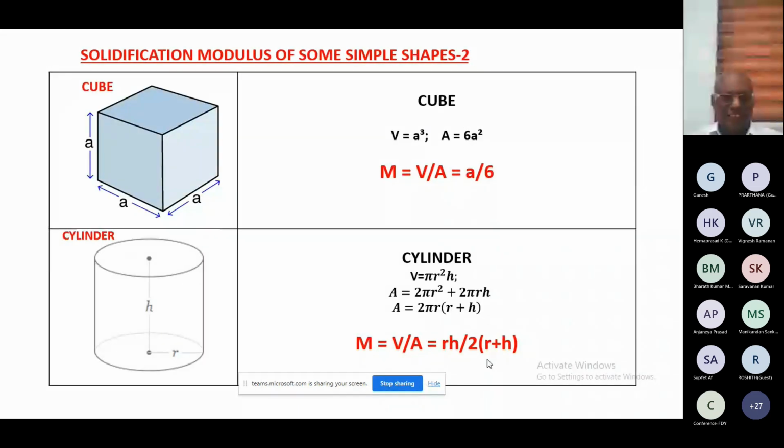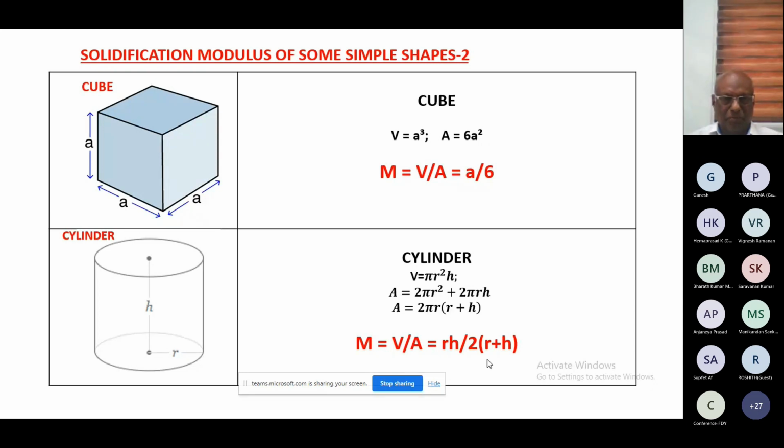The next case is a cube of sides A. There are 6 sides. The area of each side is A squared, so the total area is equal to 6A squared. Volume is equal to A cubed. The modulus of this cube is equal to A by 6.